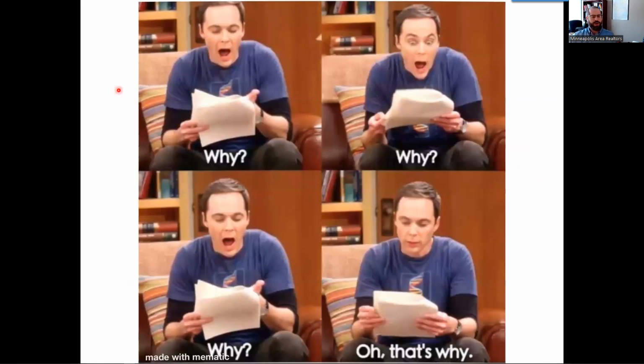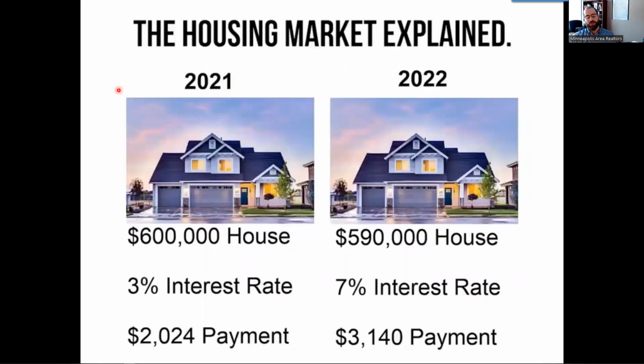Why? Oh, that's why. Give you guys a second to take that in. Yeah, the housing market explained. So in 2021, maybe this house was 600K at 3% interest, $2,000 a month, right? Relatively affordable for a 2-earner household, each making around the median, right? Relatively.